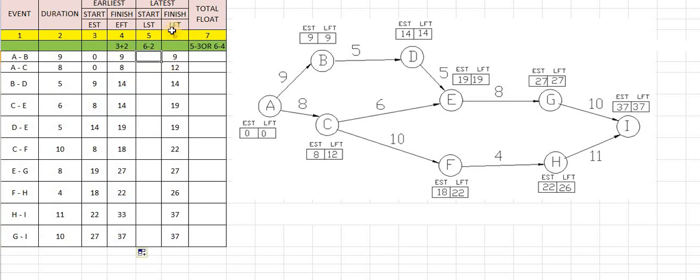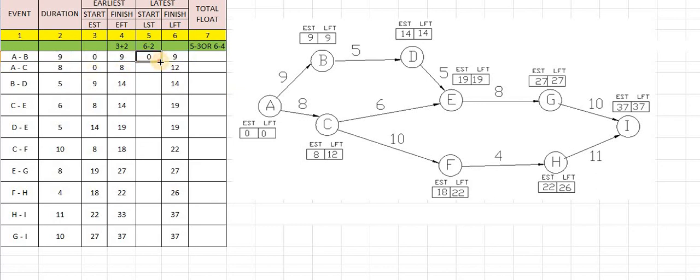Next, what is LST? LST is just the subtraction from the durations. So LFT is to be calculated, then LST is LFT minus duration. Here the LFT column number is 6, so 6 minus 2 is LFT minus duration. So here I am taking this 0, and this value is LFT minus duration, where duration is this value.